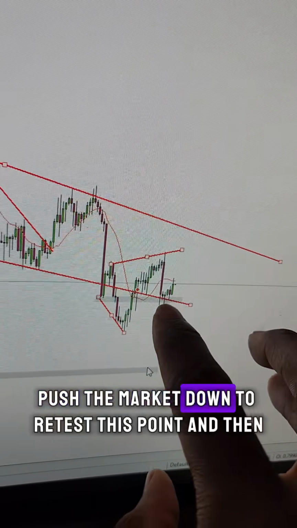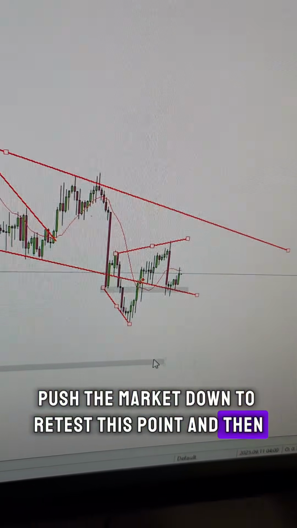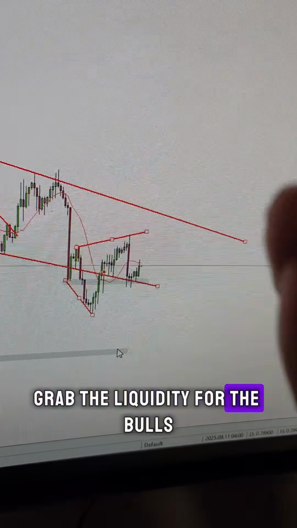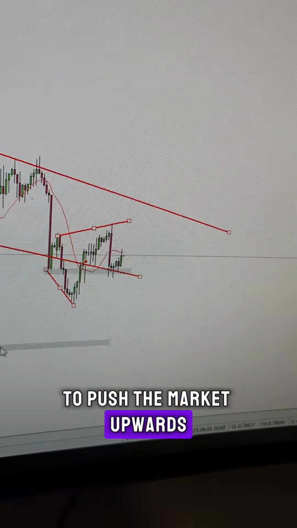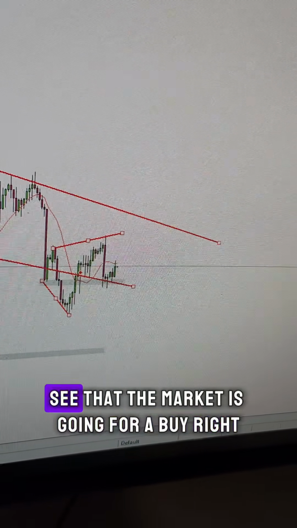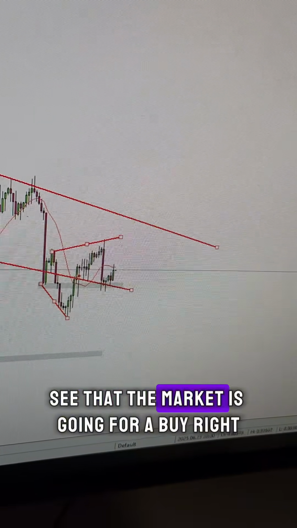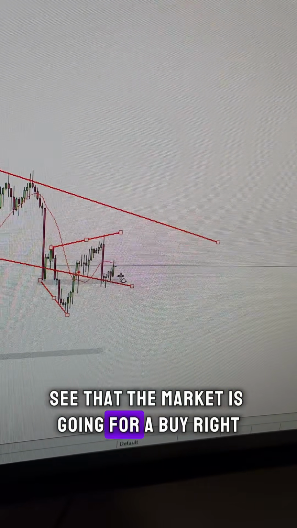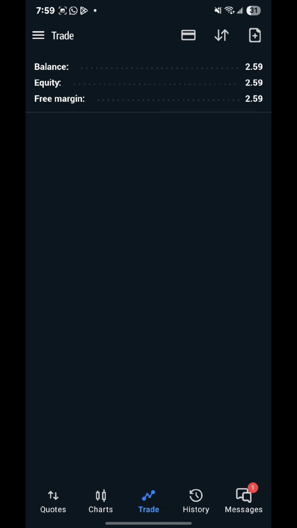push the market down to retest this point and then grab the liquidity for the bulls to push the market upwards. So as you can see at this point, we can clearly see that the market is going for a buy, right?